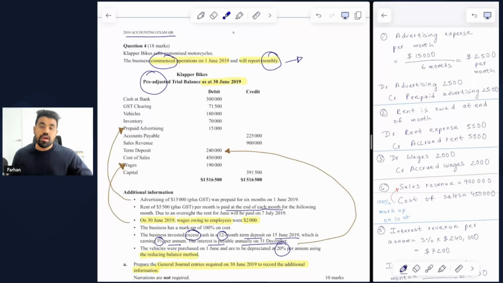My name is Farhan. In this video, you will solve question number 4 from 2019 past exam. This question requires you to prepare adjusting general journal entries and also discuss an accounting assumption behind why we prepare adjusting general journal entries. You are also required to prepare an income statement at the end.